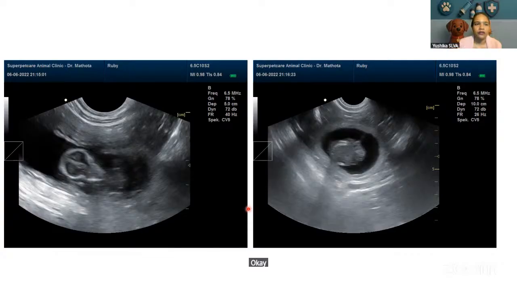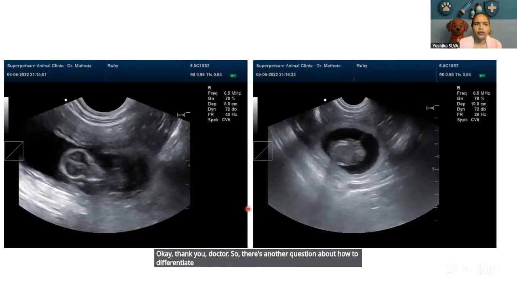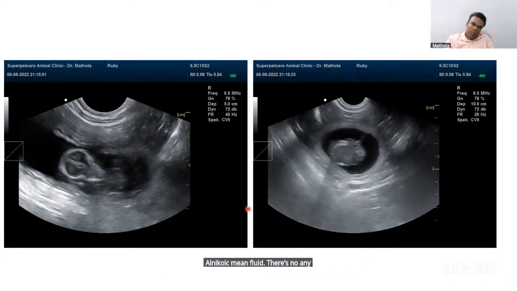Okay. Thank you, doctor. So there's another question about how to differentiate anechoic from hypoechoic. Anechoic means fluid. There are no echoes at all. It's black like this.